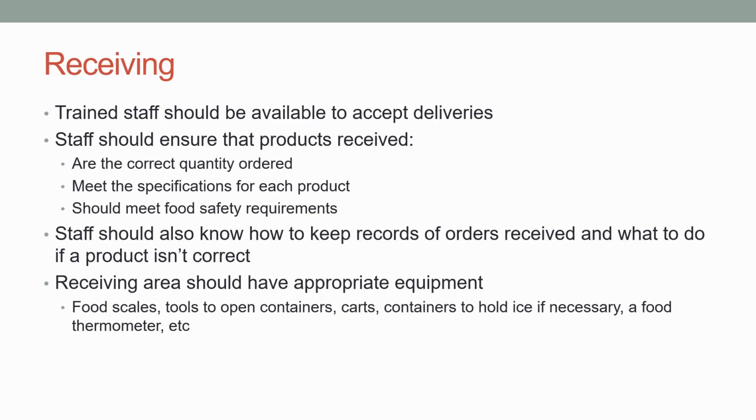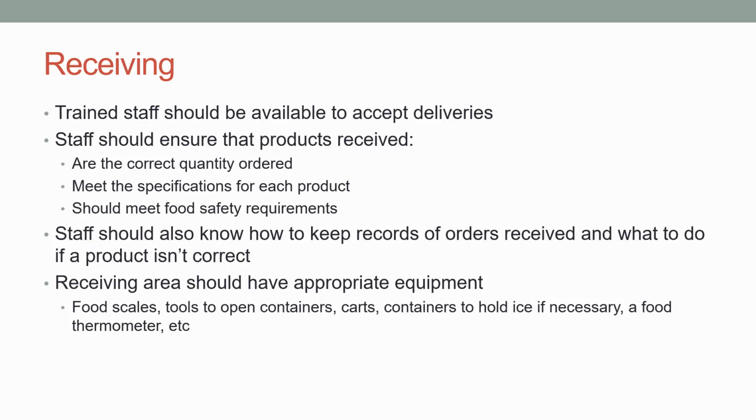Quickly, let's talk about receiving. Firstly, your trained staff should always be available to accept deliveries. You want staff to be able to ensure that you receive the correct products, the correct quantity that you ordered, and that the specifications have been met for each product. You didn't order whole olives and get sliced olives, and that's not going to work for what you need. So you really need someone who understands your menu and what you're going to do with those products, to be able to look at these items and make sure you got what you requested.